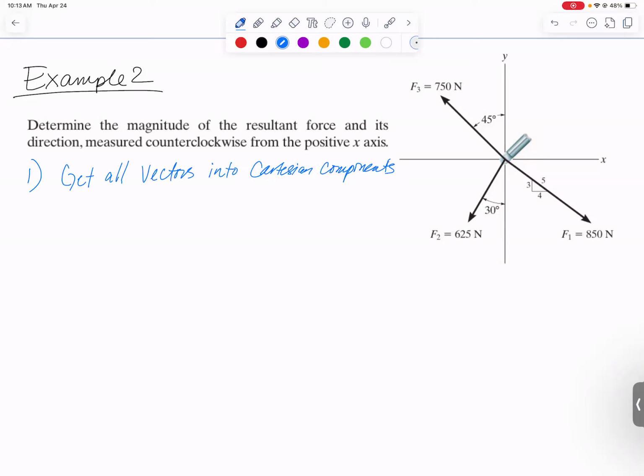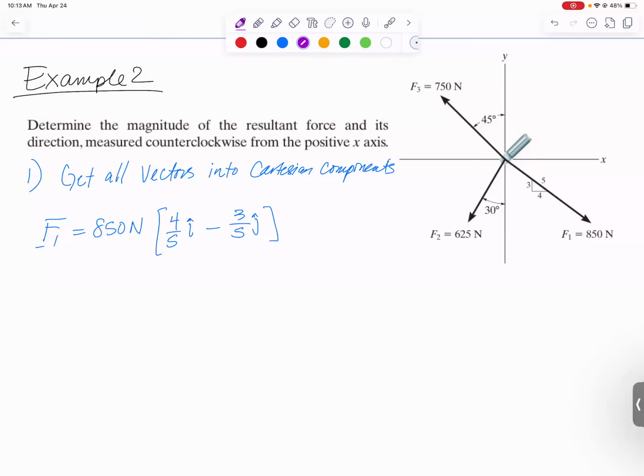Let's do F1. It has a magnitude of 850 newtons, and then I need to find the horizontal component and the vertical component. Well, there's a shortcut here. If I had this angle theta, I would use the cosine of theta to get the X side and the sine of theta to get the Y. Well, I can do that with a shortcut. Let me show you what the answer is going to be. For the X component, I'm going to end up with 4/5 i, and for the Y component, 3/5 j with a minus sign because it's pointed downward.